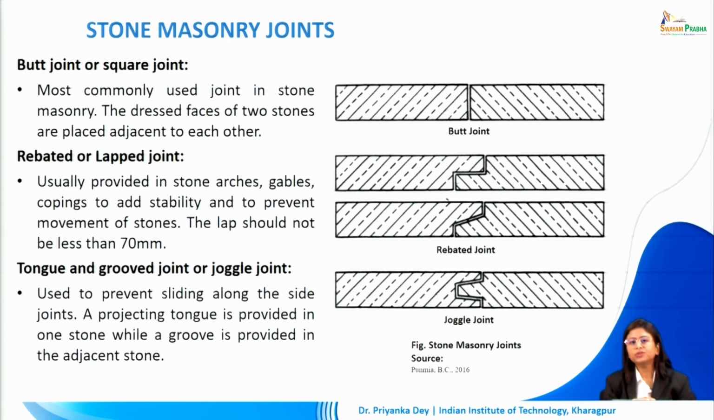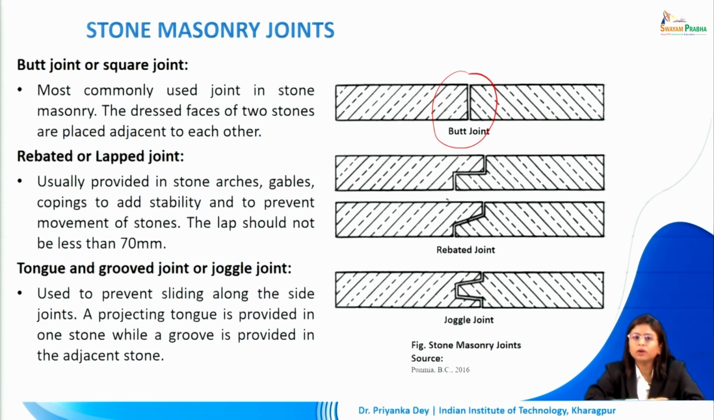The butt joint or the square joint is the most commonly used joint, and it is the simplest one. Here the dressed faces of two stones are placed adjacent to each other. So there is no overlap, no consecutive pattern. It's just simply placing stones next to each other.